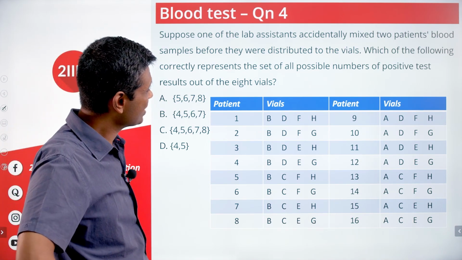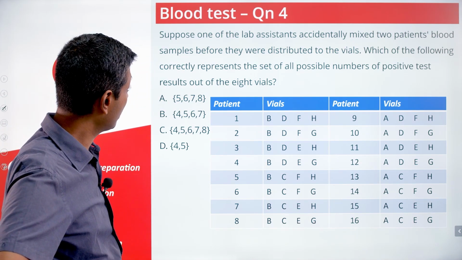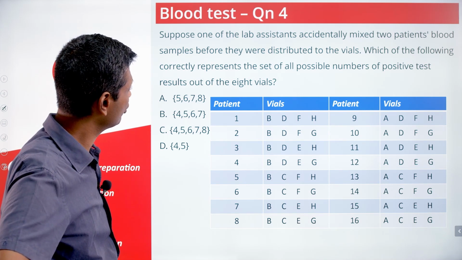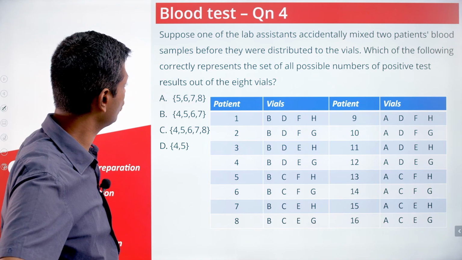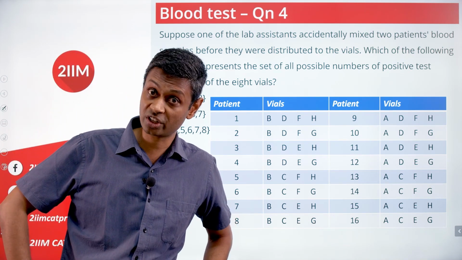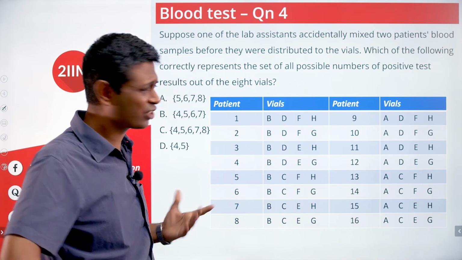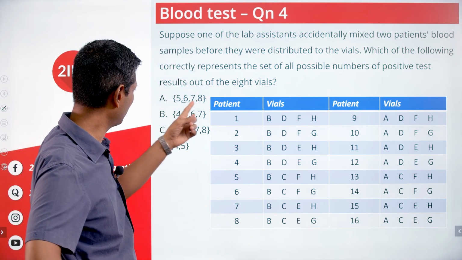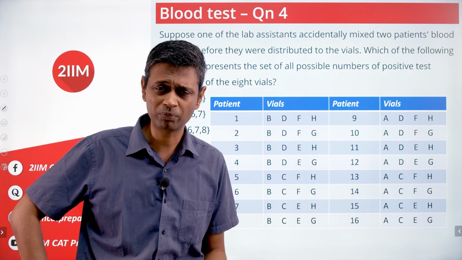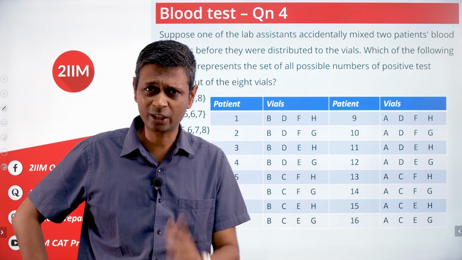Suppose one of the lab assistants accidentally mixed 2 patients' blood samples before they were distributed to the vials. Which of the following correctly represents a set of all possible numbers of positive test results out of the 8 vials? It took me a long time to understand this. I didn't understand this question. When it said 5, 6, 7, 8, I was looking at patient 5, 6, 7, 8. I said, what is being tested? What is being missed out? Which vial is not tested? I didn't get the question at all.